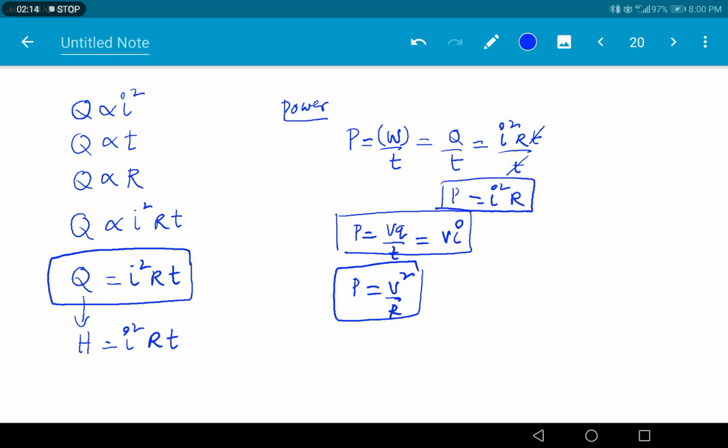We also discussed the unit of energy. What is the unit of energy? The unit of energy is joule, and the unit of power is watt, or it is also known as joule per second. In today's session we are going to discuss the reason behind the heat developed across the device. What makes the device get heated? That concept we are going to discuss.